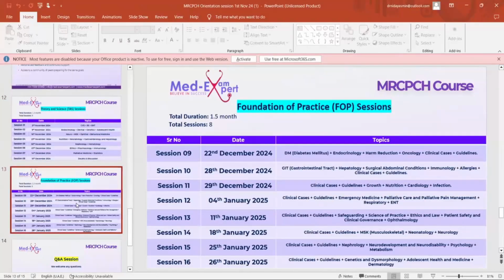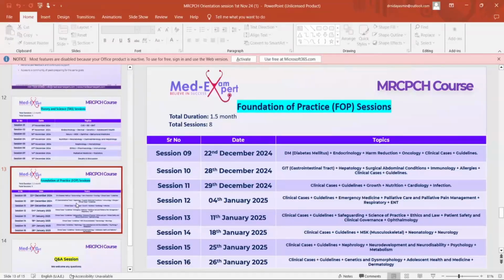Now, the foundation of practice total duration will be 1.5 months, and I will conduct these sessions. This foundation of practice is a bit easier than theory and science. In the first session, we will cover diabetes, endocrinology, self-harm, oncology, heme, and clinical cases. Clinical cases are very important, along with the guidelines.